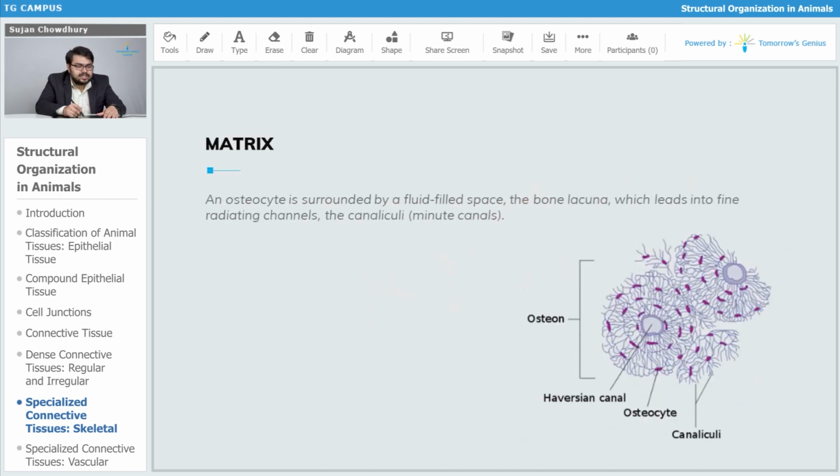An osteocyte is surrounded by a fluid-filled space, the bone lacuna, which leads into fine radiating channels. These are the canaliculi. So here we can observe the canaliculi, the osteon, the unit, the Haversian canal, and definitely the osteocyte, which are the inactive bone cells. So the osteocyte is surrounded by a fluid-filled space, the bone lacuna, which we can understand by this diagram very clearly. And these are leading into fine radiating channels, which are the canaliculi or minute canal-like structures.